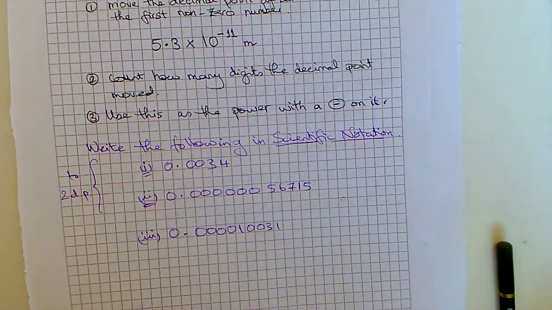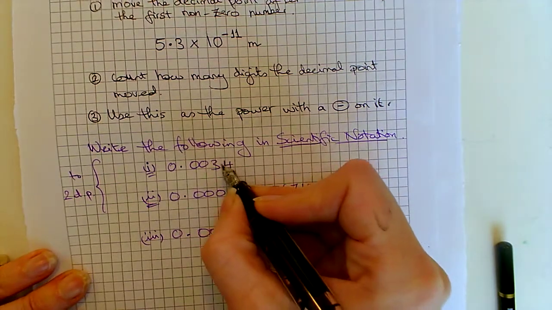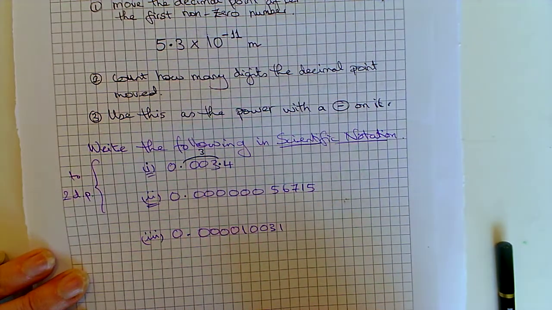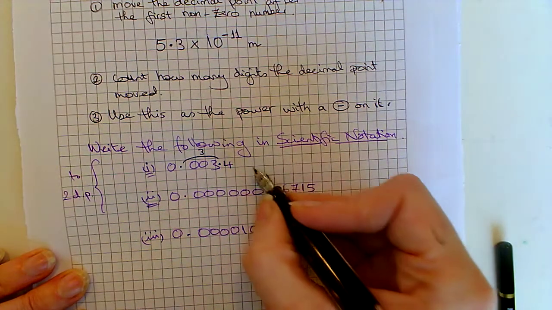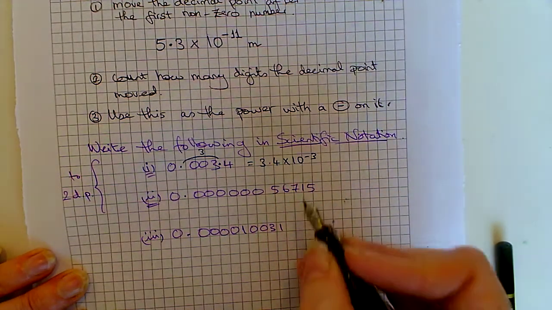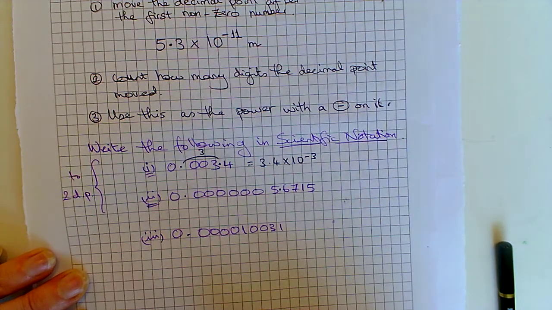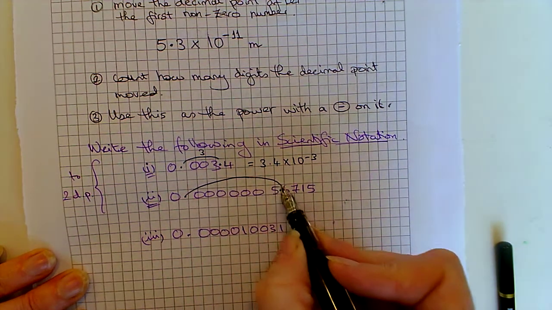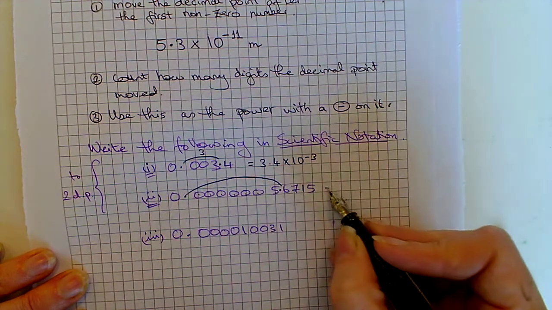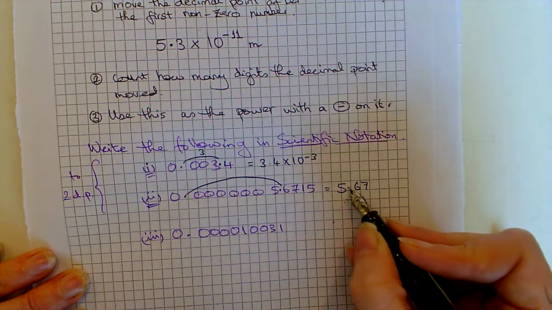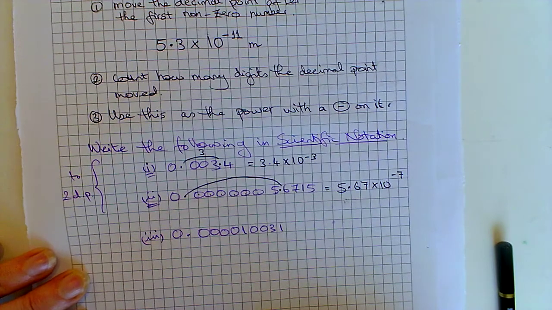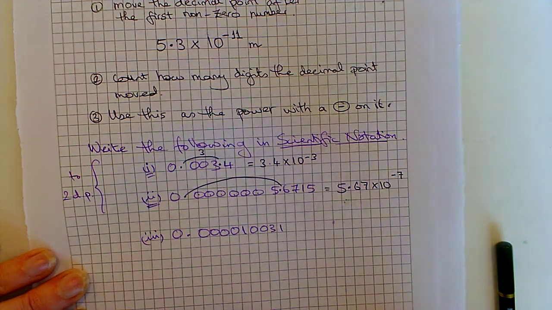Okay, so the first one, we've moved the decimal point after the first non-zero, and there are 3 places between the old decimal place and the new decimal place. So this is 3.4 by 10 to the power of minus 3. This one, we move the decimal point after the first non-zero. And how many spaces have I moved? 1, 2, 3, 4, 5, 6, 7. So that will be 5.67 by 10 to the power of minus 7.